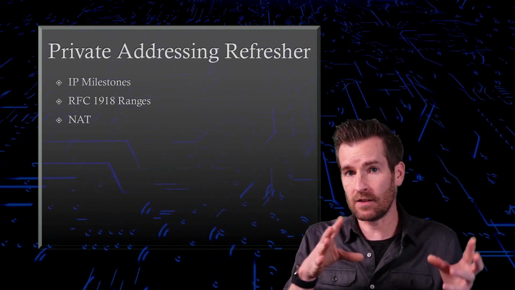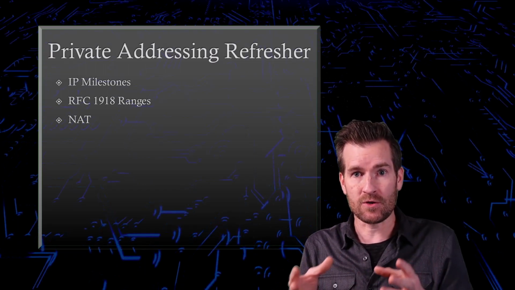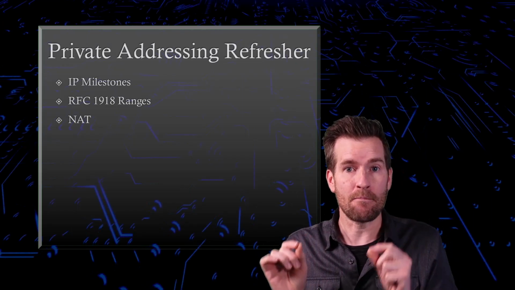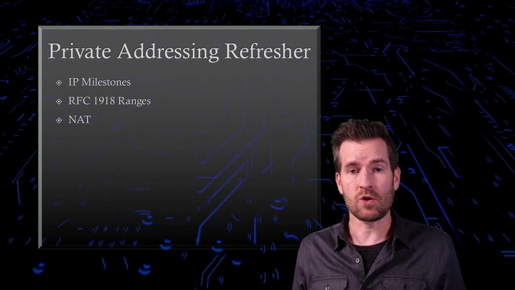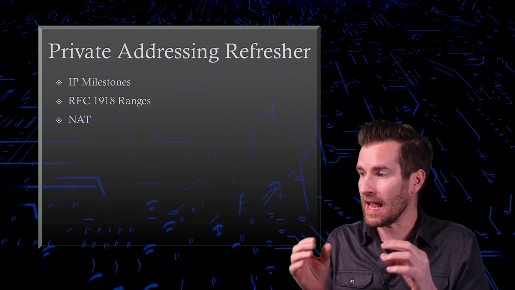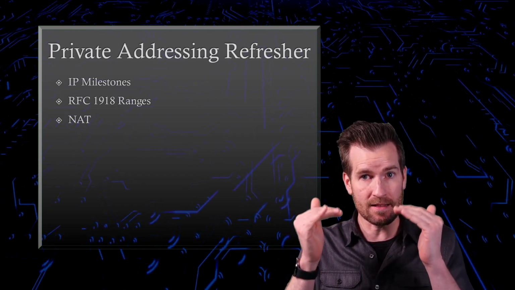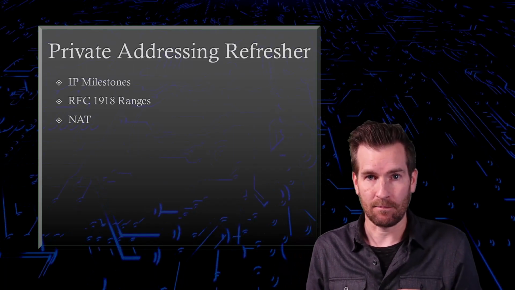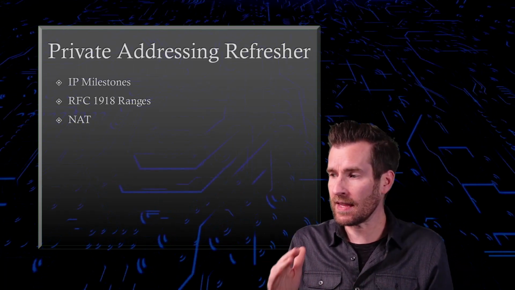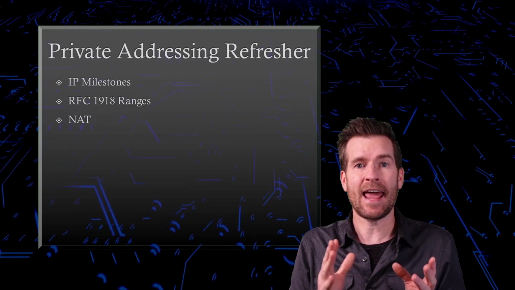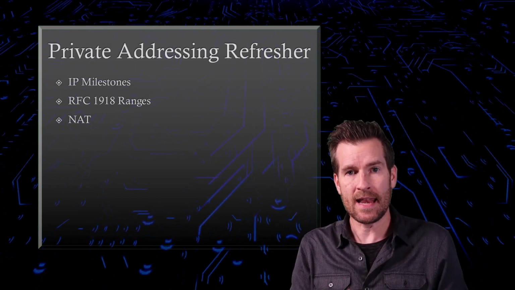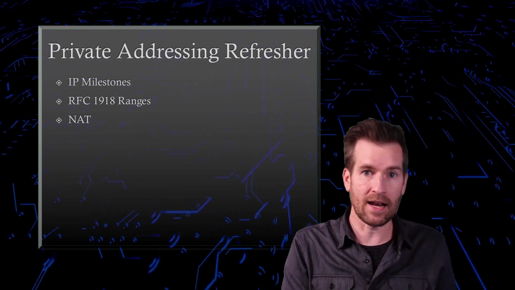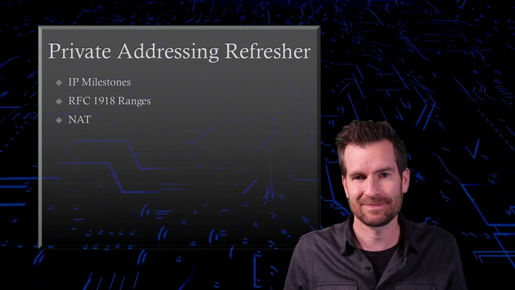We're first of all going to take a look at the history of IPv4 and IPv6. So let's take a look at some IP milestones. Then we're going to get into RFC 1918 and specifically the ranges we've set aside to be private addressing. And then finally, we're going to end things with talking about NAT, network address translation, and how it is a solution with these private addresses and public addresses.